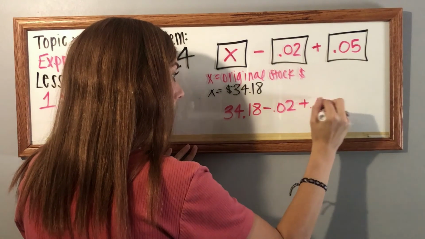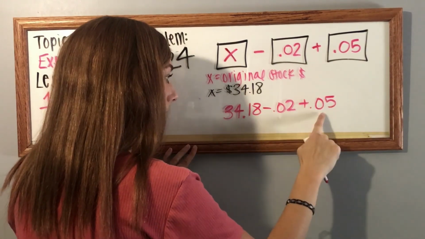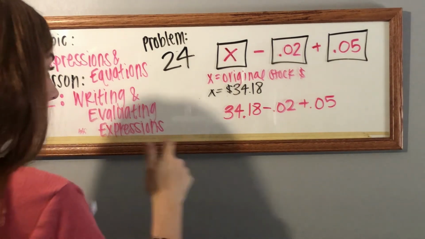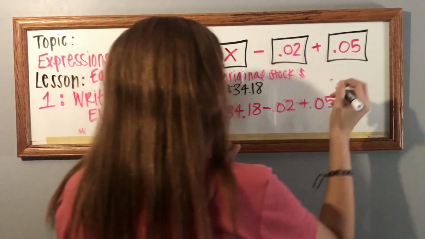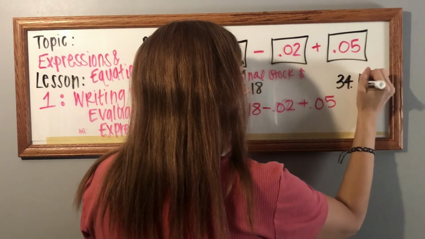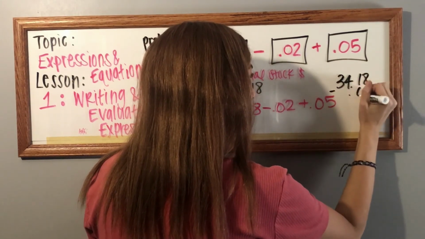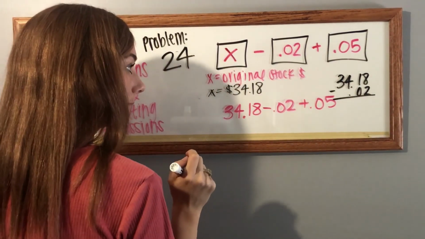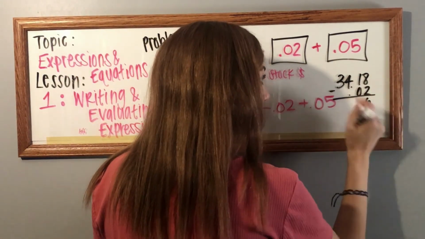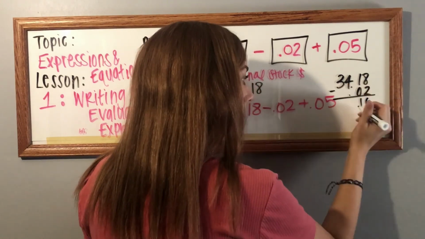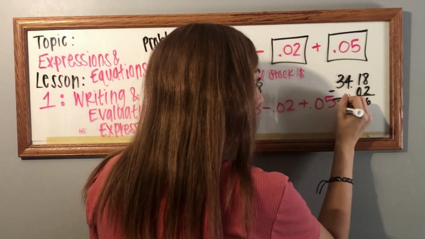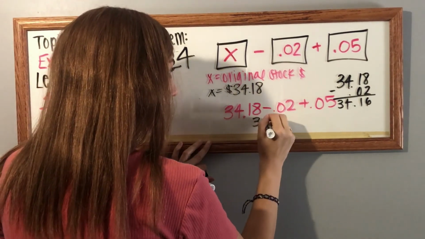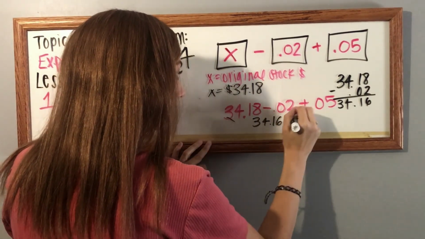So $34.18 minus 2 cents plus 5 cents. Whenever we are adding and subtracting decimals, lining them up is so incredibly important. So let's do 34 and 18/100ths minus 2/100ths. 8 minus 2 is 6. 1 minus 0 is 1. Decimal, and 34 minus 0 is 34. So after that initial 2-cent drop on Monday, we have $34.16.